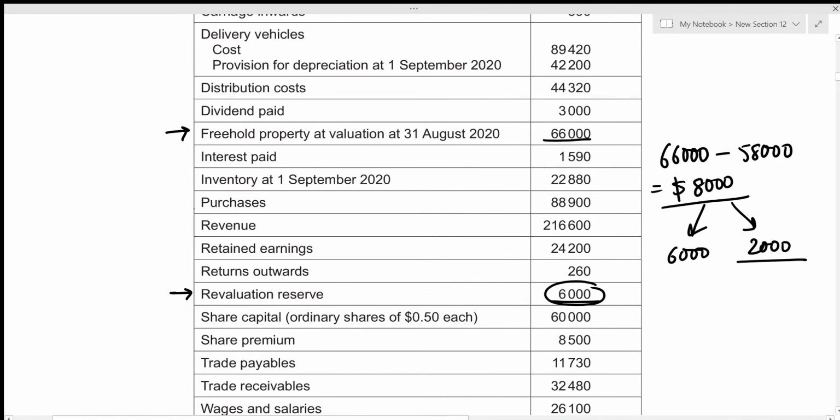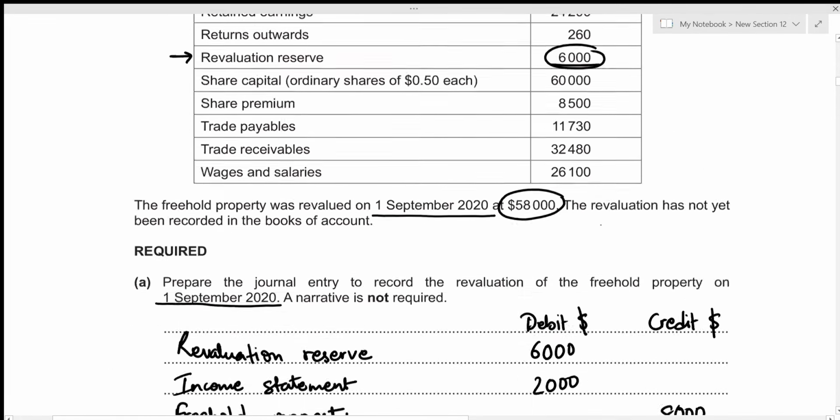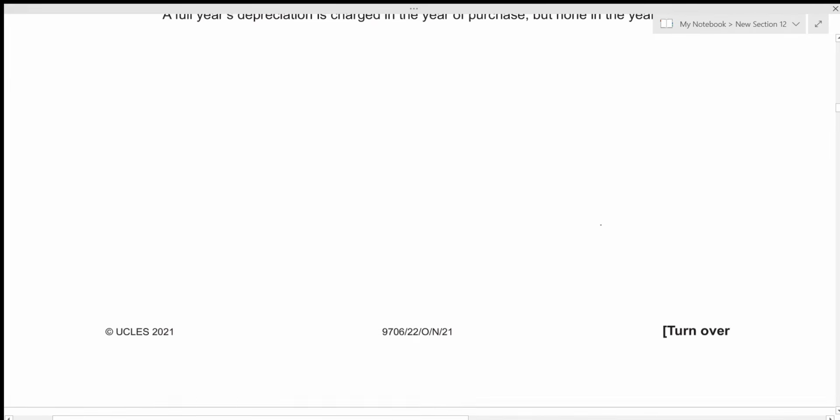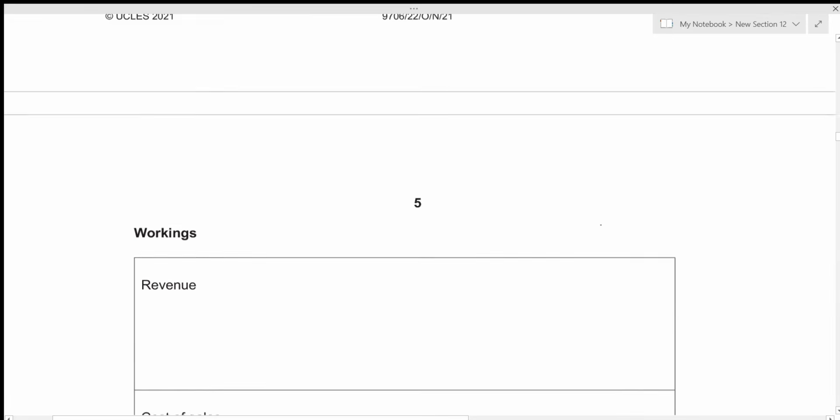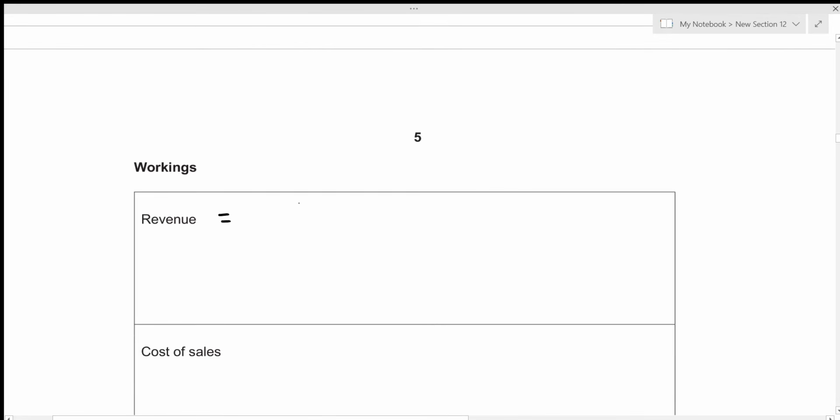So revenue is given right here. Revenue has a value of 216,600. So we must deduct the value of 6,400 from this amount and include that value in our income statement. Let's utilize the working section. For revenue, the revenue amount given in the information above was 216,600, and we must deduct the value of the revenue from goods sent to a customer on sale or return basis, which was 6,400. So this gives us the total revenue to be included in the income statement to be 210,200. Let's write it down.